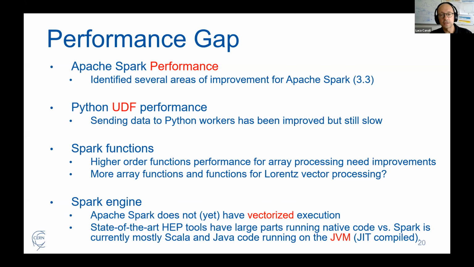And then there are Spark functions. There are also some performance improvements that could be done. These higher order functions, we have seen briefly one, need a little bit of a boost in performance, even though they already work reasonably well. And there is no knowledge of Lorentz vectors at the moment. This is something that maybe can be added to Spark. And in terms of the Spark engine, it runs in the JVM, which is compiled, it's written in Scala and Java, and has to compete, so to speak, with C++ code that is used currently in the mainstream analysis tools. And of course, it's not the same speed. People in the Apache Spark community are already working on vectorized execution and putting some parts of the Spark engine into C++.